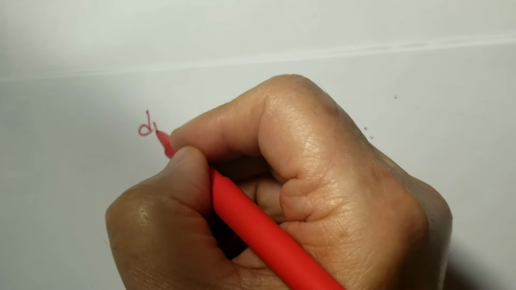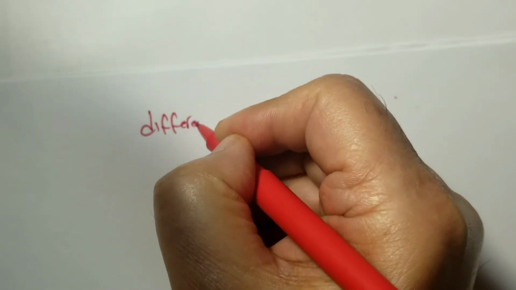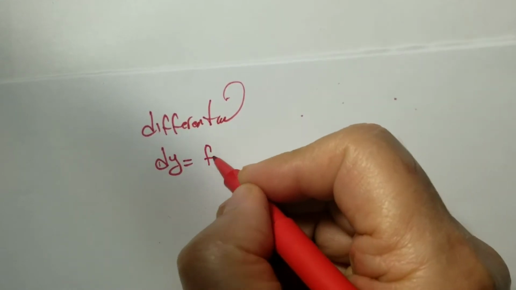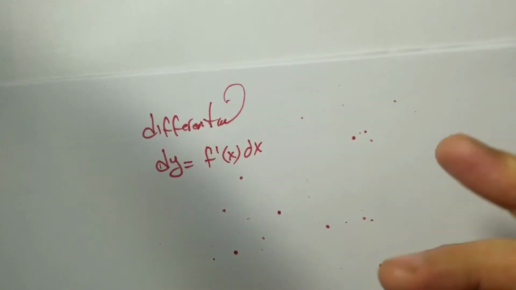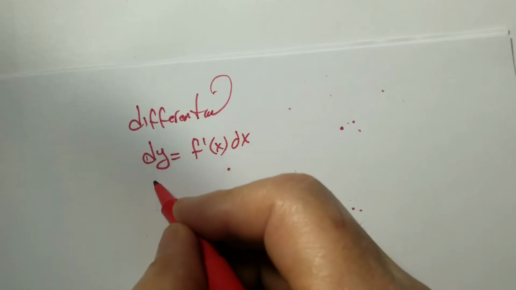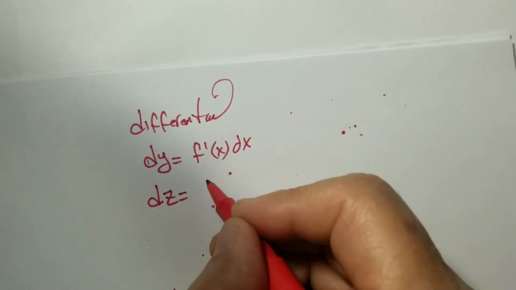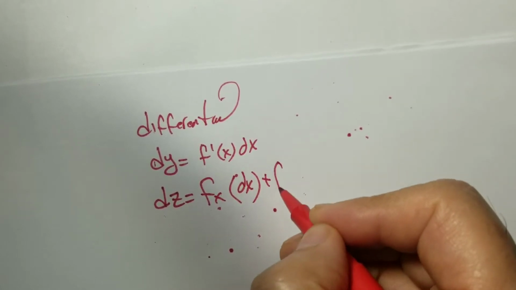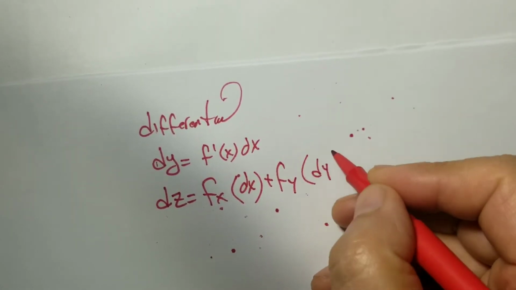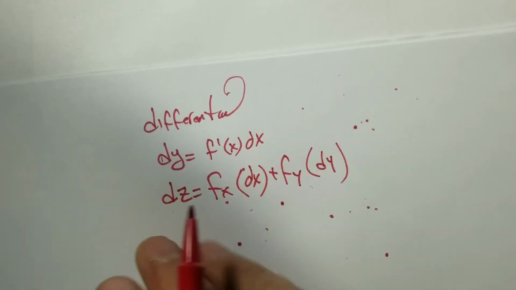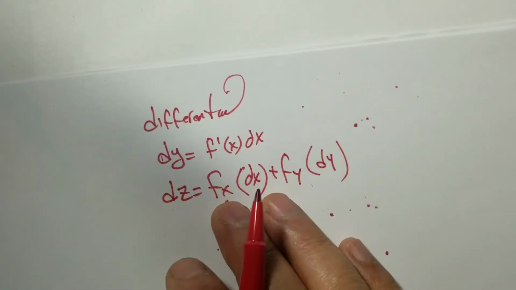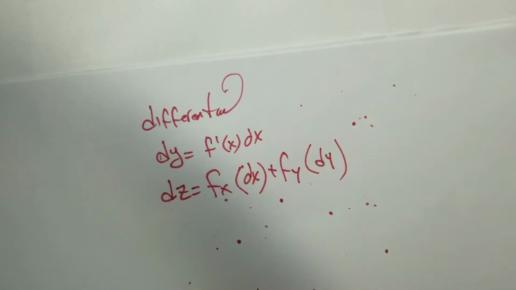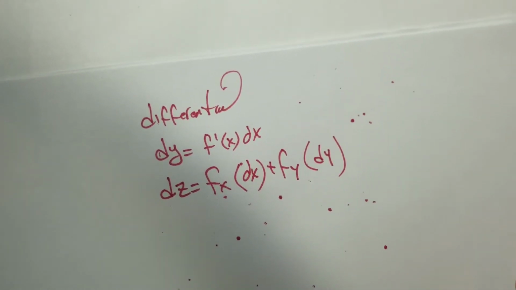Regarding the differential, we had dy equal to f prime of x dx, and for the multivariable we had the total differential. It is possible to write dw as partial derivative with respect to x times dx, plus partial derivative with respect to y times dy, and partial derivative with respect to z times dz. It doesn't matter how many variables you have.